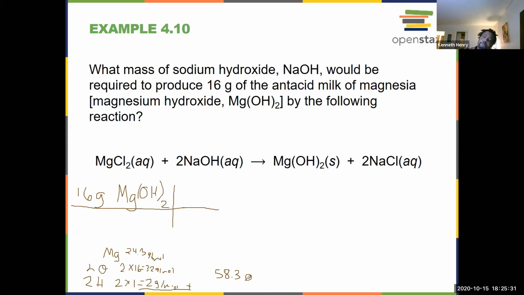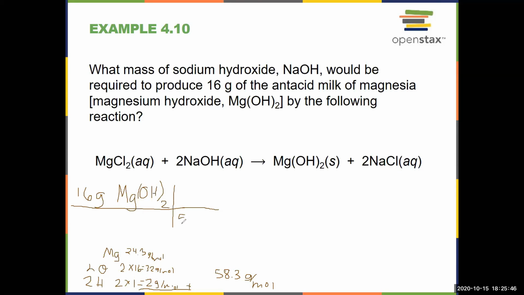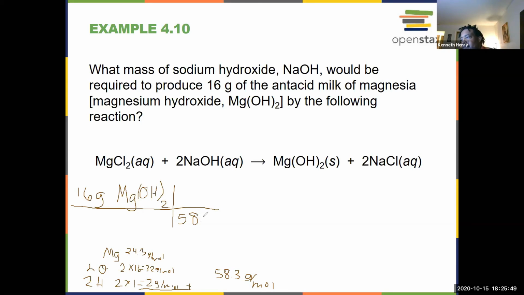Okay. Per mole. So does that 58 go on the top or on the bottom? It's 58 grams per mole. Bottom. And on top? 1 mole. So I have 1 mole, and that gives me moles of magnesium hydroxide.